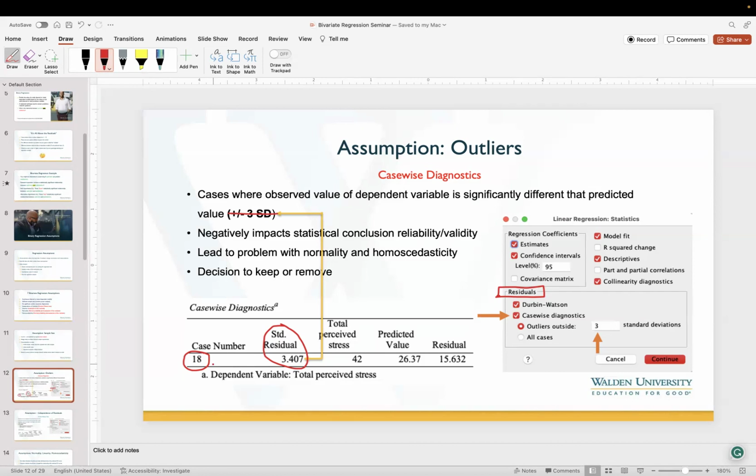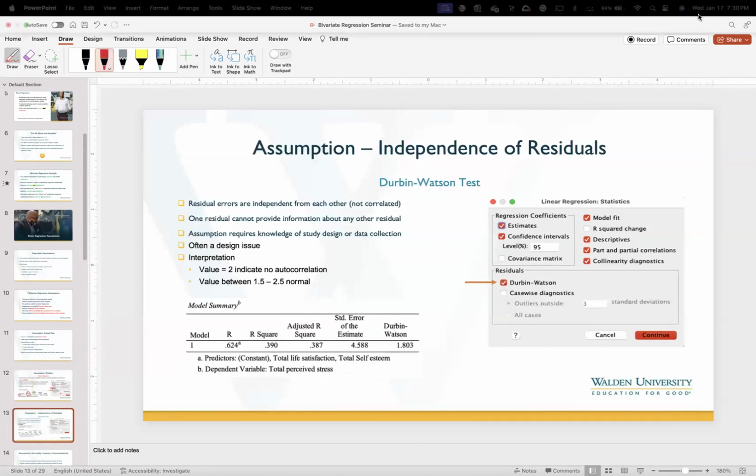So fantastic. We've gotten through outliers, but we said there are more, right? So we have the independence of the residuals, making sure that basically one score is not dependent upon the other. And that's really a design thing, and that rarely happens, but there's a way to test to make sure that we haven't violated that. And that's something called the Durbin-Watson test.